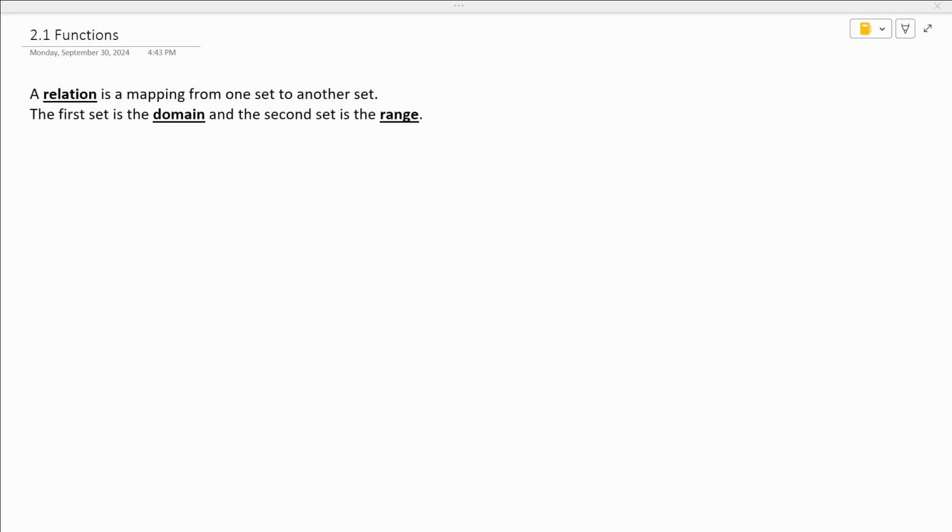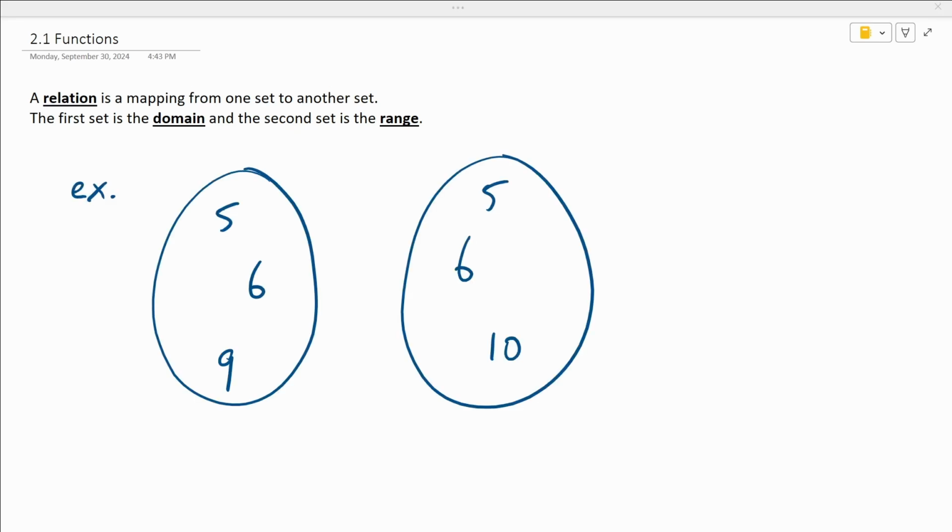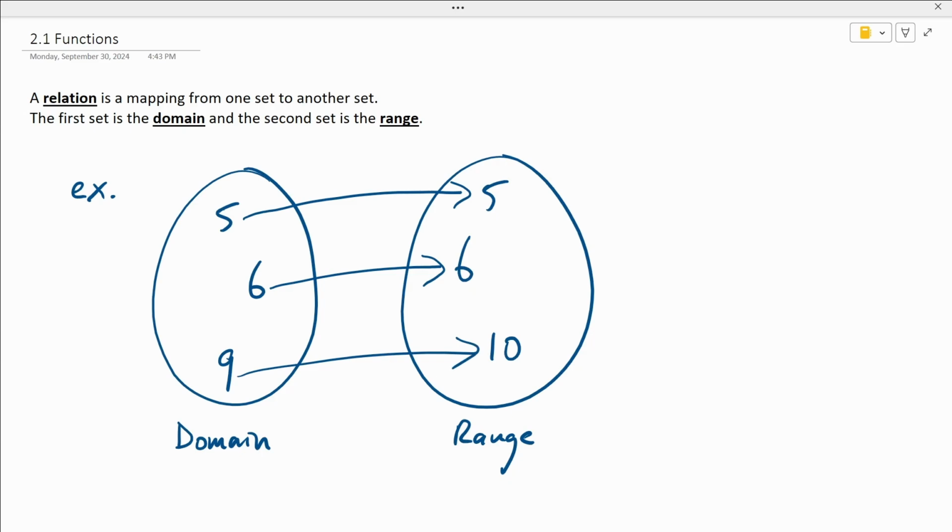Now we need to be able to distinguish between these two sets, so we give them names. The first set is called the domain, and the second set is called the range. Here's an example of a relation in mapping notation. On the left we have the domain, on the right we have the range, and what we do is draw arrows saying what the relation is. So for example, maybe 5 maps to 5, 6 maps to 6, and 9 maps to 10. That would be an example of a relation.